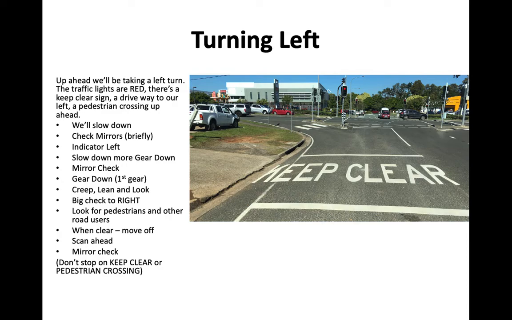We'll slow down, check our mirrors briefly, indicator left, slow down more, gear down, mirror check, right down to first gear, creep, lean and look, because we could have a pedestrian coming from the left, for example, by the time we get there. When clear, move off, scan ahead, and then a mirror check. Do not stop on the keep clear or pedestrian crossings.